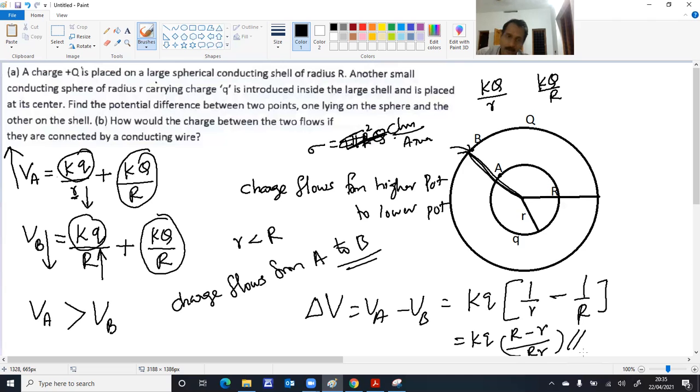I'm waiting for any more questions on this or the previous one. So we'll leave the sphere part with that. These are the two most common questions asked from sphere related to potential.